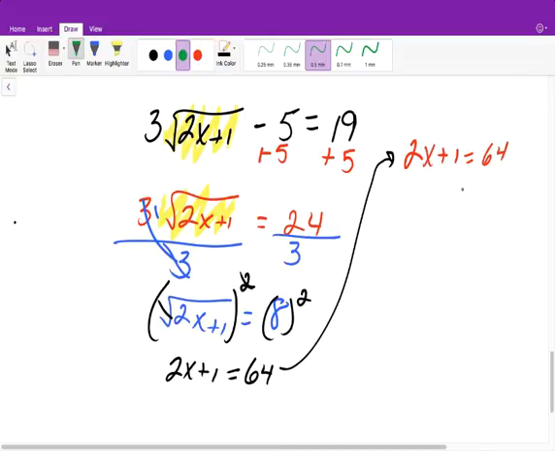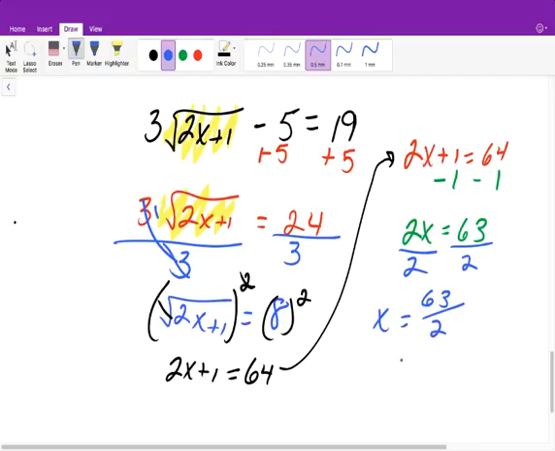We will then subtract over a 1 because now we're just solving for that x. So 2x is equal to 63. And then we divide each side by 2. x is equal to 63 over 2, or 31.5. All right, and that is it for this section.